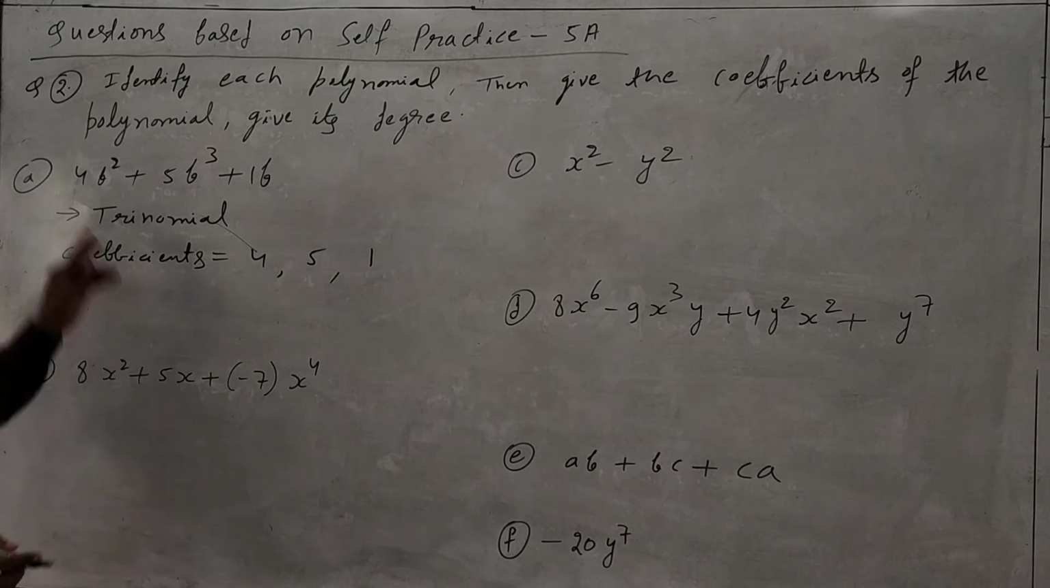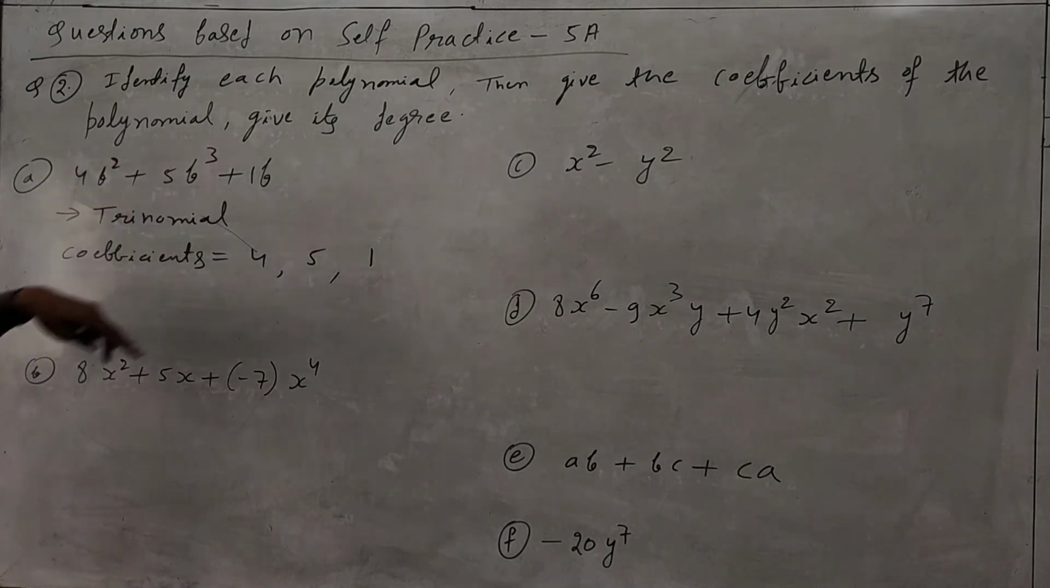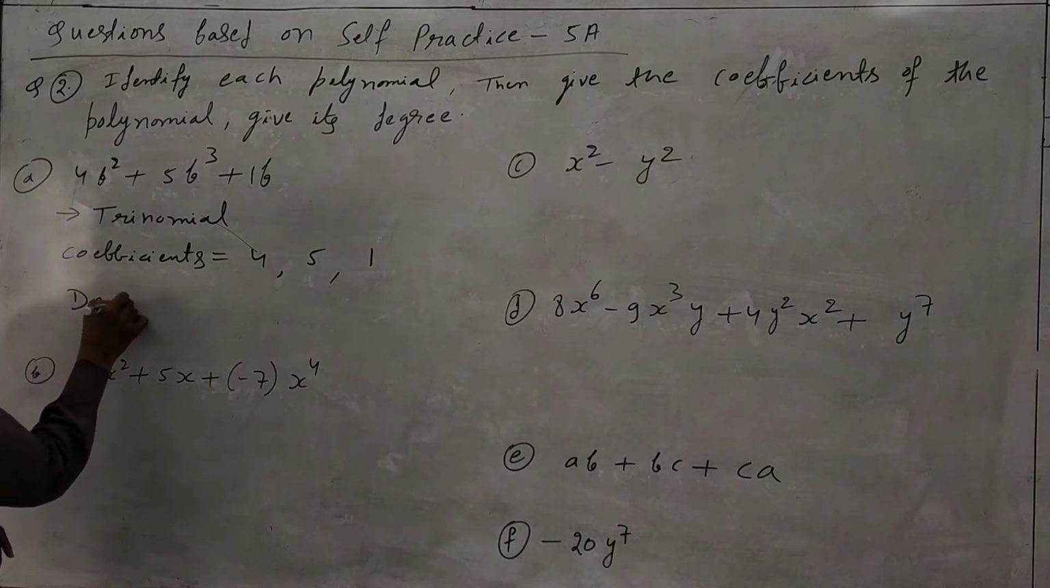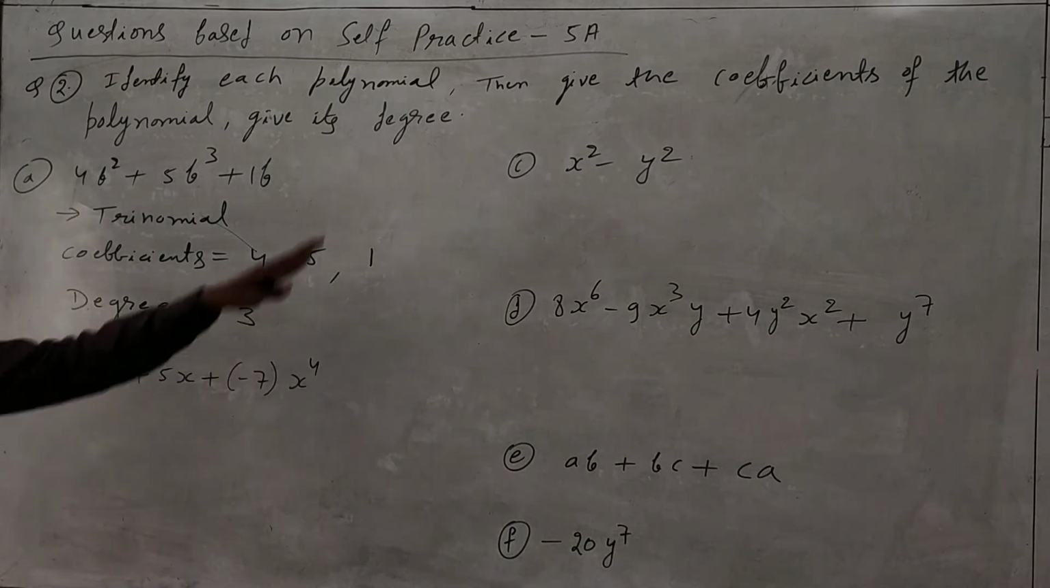And what is the degree of this expression? Just see here, the highest power. The highest power is 3, so degree is equal to 3. Just write down, degree is equal to 3. So the final answer is degree is equal to 3. Like that you have to answer for each expression.